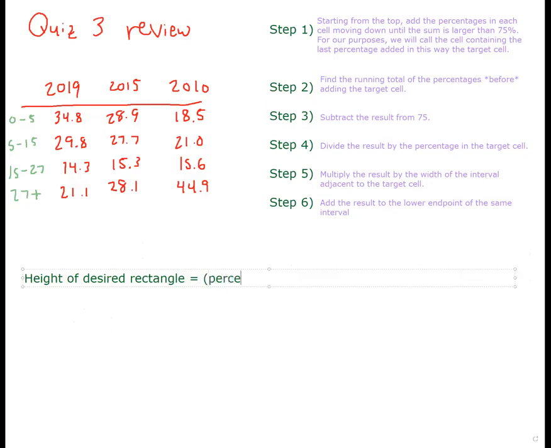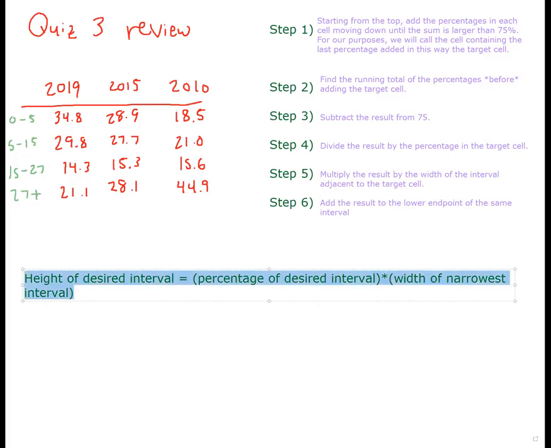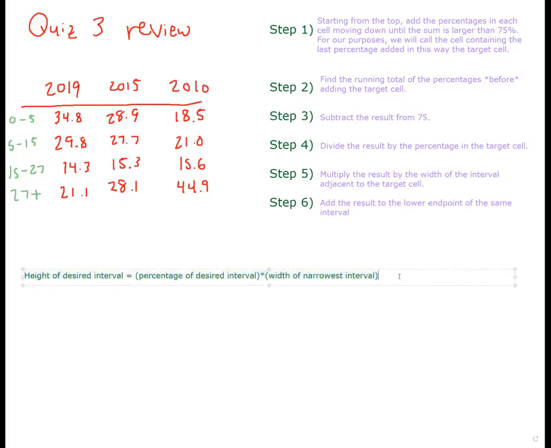Height of desired rectangle equals percentage of desired interval times width of narrowest interval, divided by width of desired interval. So in our case, it says, what height would you use for the rectangle over the interval 5 to 15 in 2019?